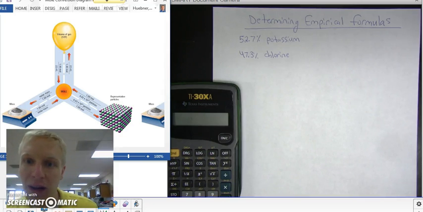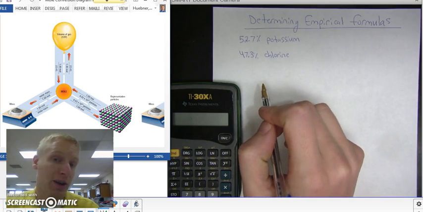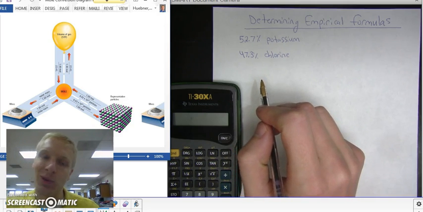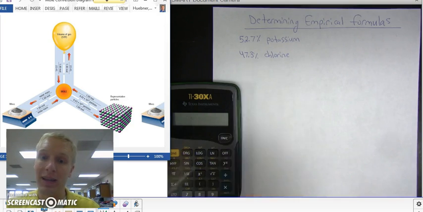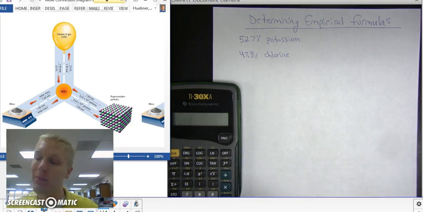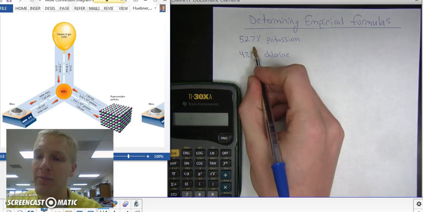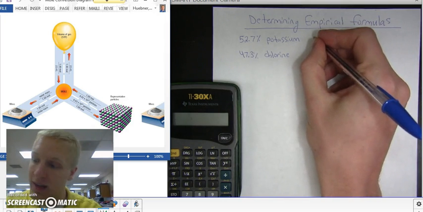Hello! In this video I'm going to be doing an example problem of determining empirical formulas given the percent composition. Whenever you have percent composition and you are trying to find the empirical formula, you don't need to, but I would assume 100 grams. You can really assume any amount of grams that you have, but 100 is the easiest. Because if you take 52.7% of 100, that's 52.7.